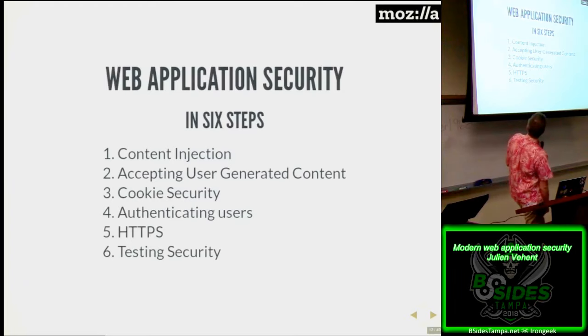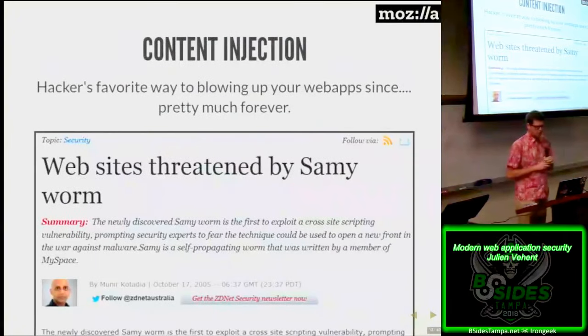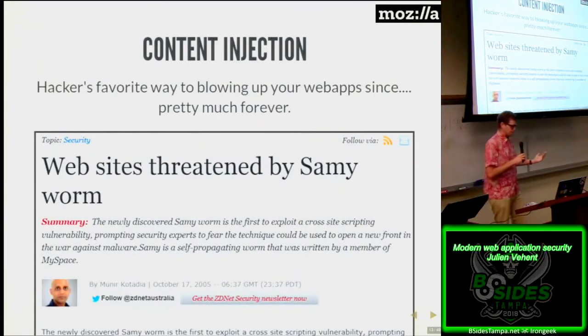So let's start with content injection. And here I'm talking about cross-site scripting attacks, XSS. So that's pretty much the number one attack vector for modern and old web applications. Pretty much since the Samy worm, and that was in 2005. And who remembers the Samy worm? So I'm going to re-explain what it is again. So in 2005, this researcher, that's a journalist, it's not the guy who found it, but I forget his name.